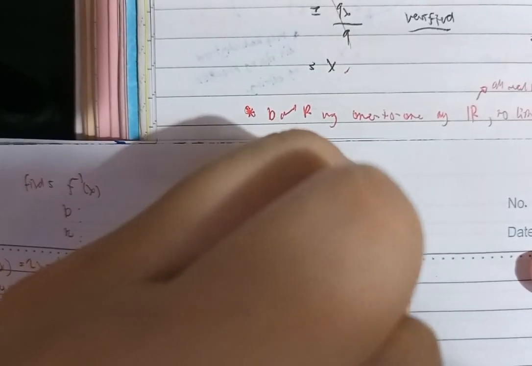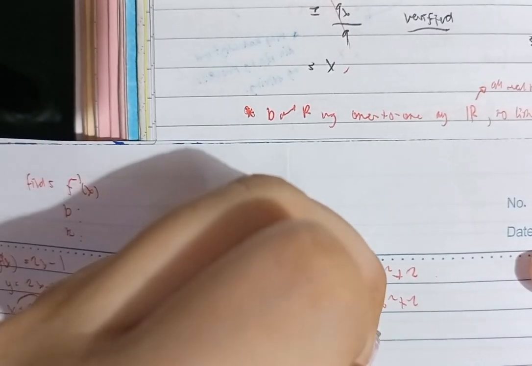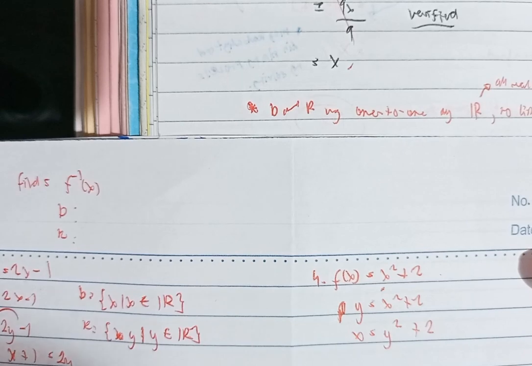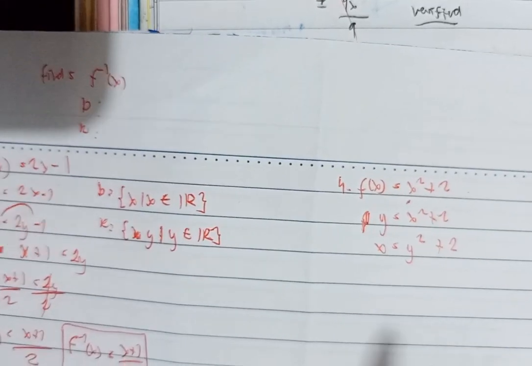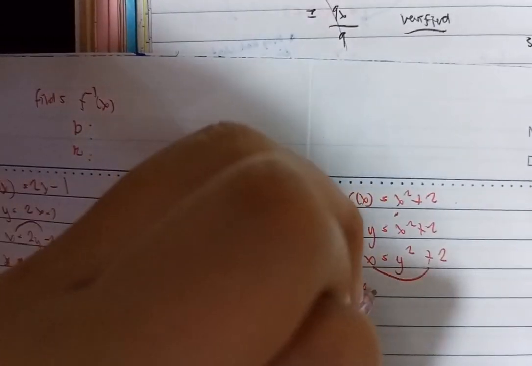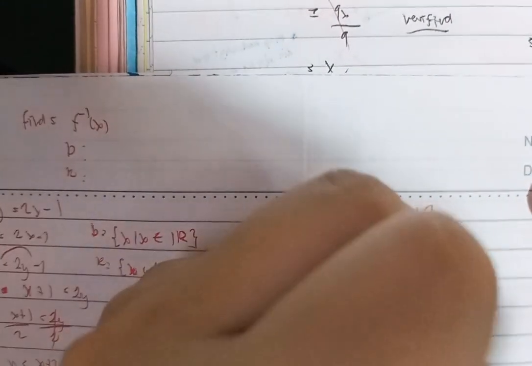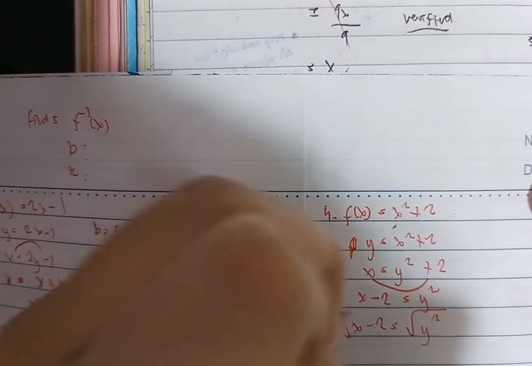So, we have f of x equals x squared plus 2. F of x, gawin mong y equals x squared plus 2. And pagpalitin mo lang yung x and y. So, we'll have x equals y squared plus 2. Ilipat mo din yung 2, magiging x minus 2 equals y squared.